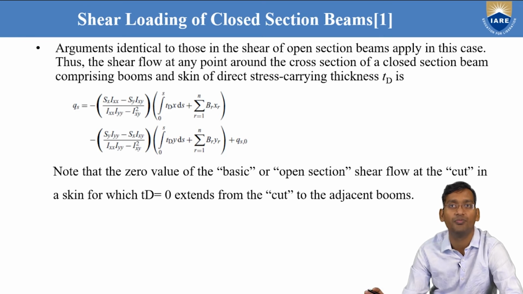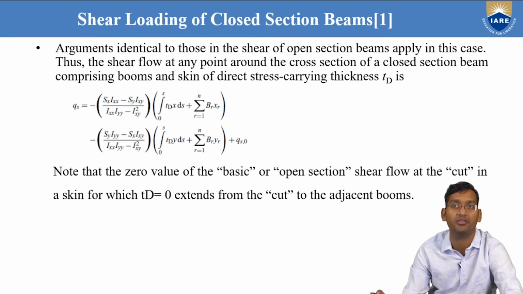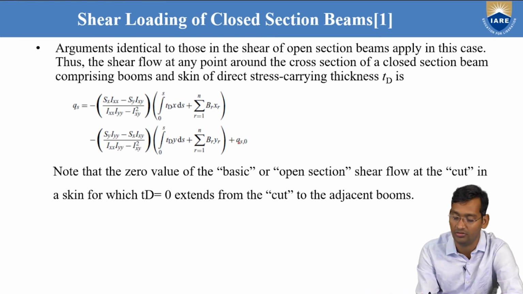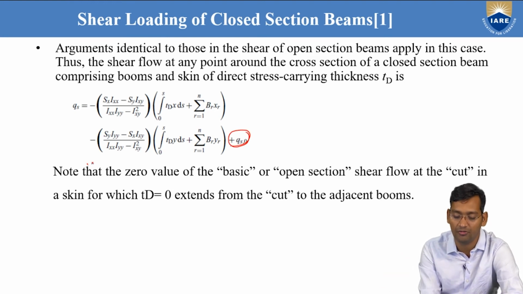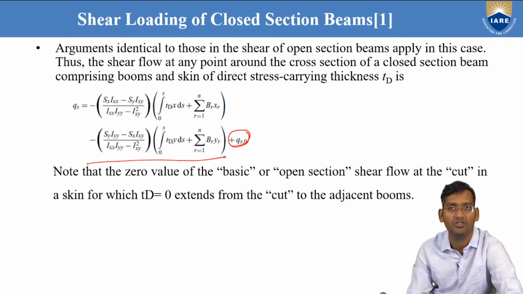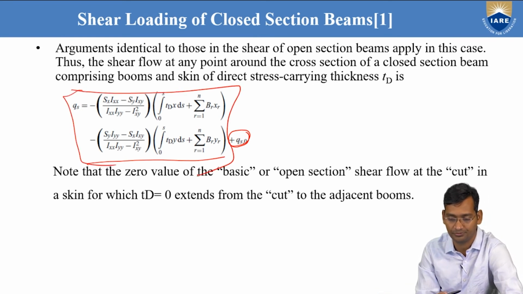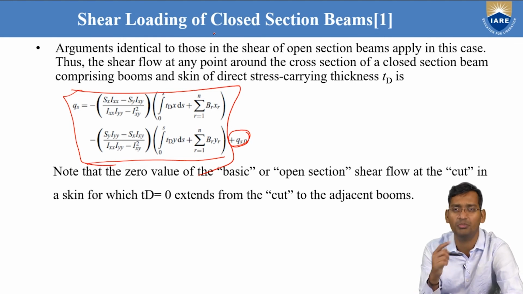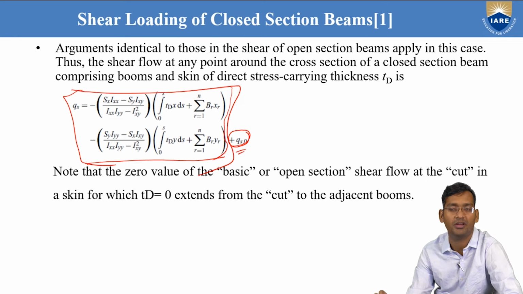Thus the shear flow at any point around the cross section of a closed section beam comprising booms and a skin of direct stress carrying thickness t_D is this. This is for the closed section beam, where this hoop stress is added here. Remaining everything is the same compared to the previous open section one. Shear loading of closed section beam: this whole thing will be the same, only this hoop stress will get added, right?